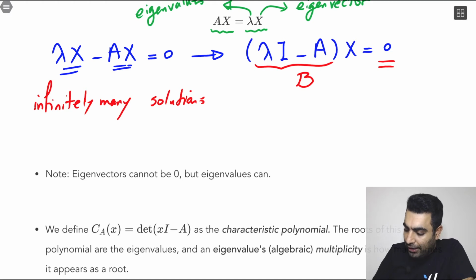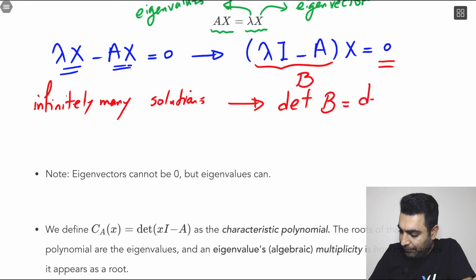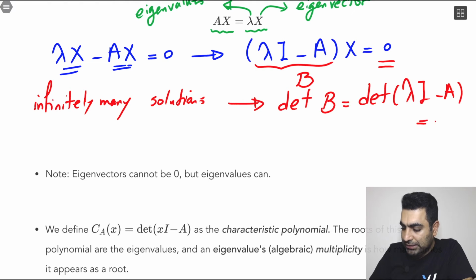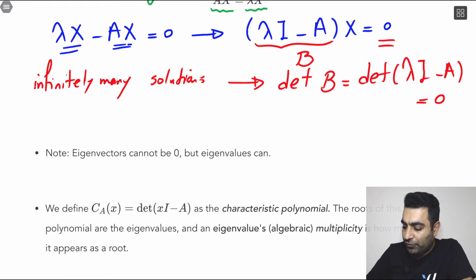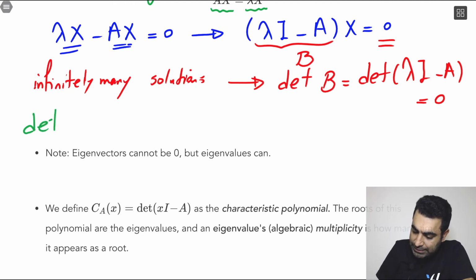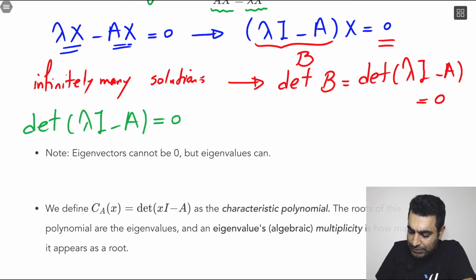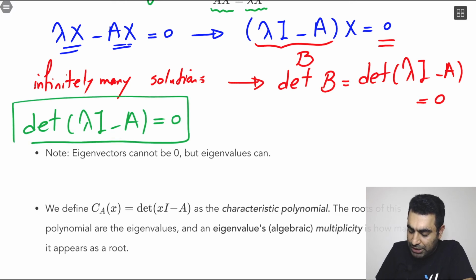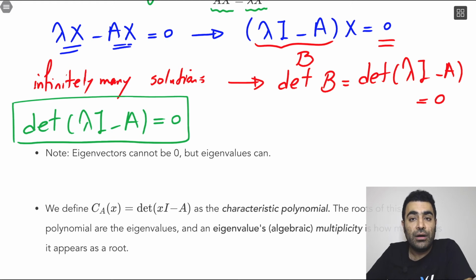That's why I'm going to set the determinant of this matrix B, which is basically lambda I minus A, equal to 0, and then look for those lambda values which satisfy such an equation. So far we found that in order to find non-zero solutions for x, we need to satisfy such an equation. So using this equation in the box, we can find all lambdas which generate these conditions, and that gives us the eigenvalues corresponding to matrix A.